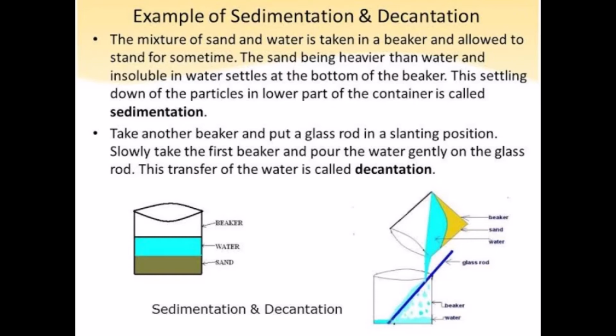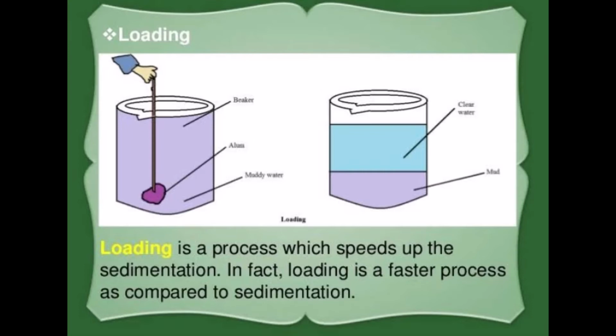Next, take another beaker and put a glass rod in a slanting position. Slowly, take the first beaker and pour the water gently on the glass rod. This transfer of water is called decantation. Next is loading. Loading is a process which speeds up the sedimentation. In fact, loading is a faster process as compared to sedimentation. It means sedimentation is a slow process.